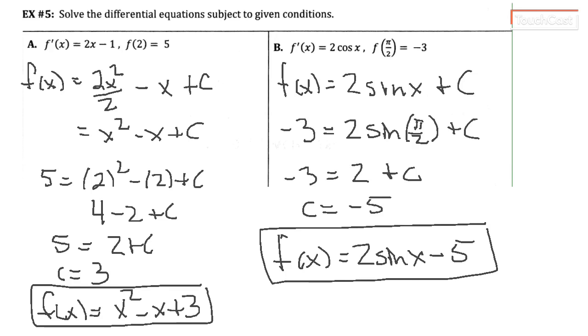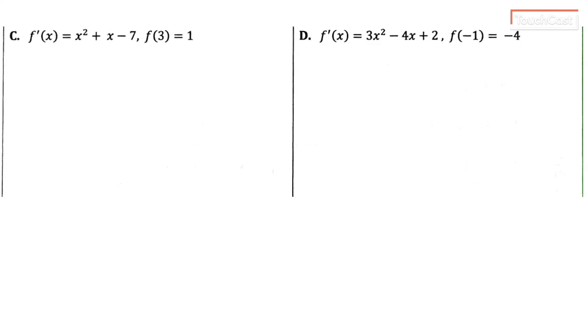Alright, let's check out a couple more examples. Still working in example 5, but now on problems C and D. We know the derivative is x squared plus x minus 7. We're going to start by finding the antiderivative. We increase the power on each term by 1. So we have x cubed, divided by 3, plus x squared, divided by 2, minus 7x plus c.